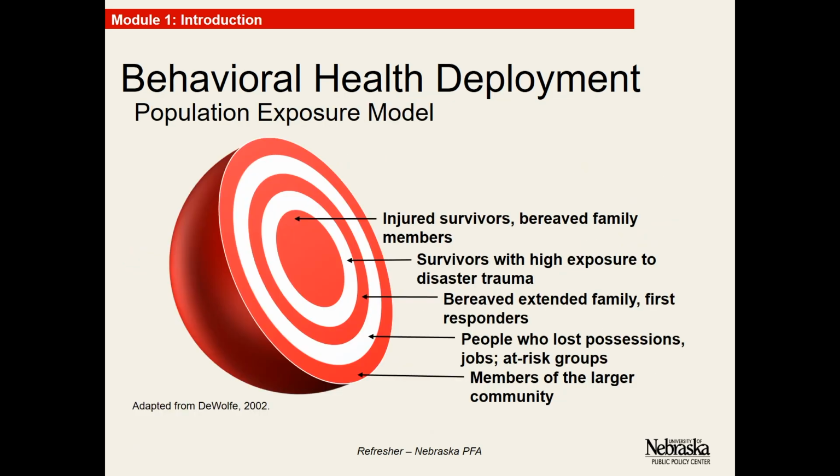No matter when you are deployed, it is important to understand the different types of disaster volunteers you may encounter as part of the response. We use the population exposure model to identify those most in need of behavioral health assistance. This model is based on level of exposure to disaster events. The center of the circle contains survivors and others who have the most direct physical exposure to the event. As you work your way out of the center, the number of people increases and the level of exposure to the event decreases. We are concerned about everyone, but use different strategies for outreach to each group. PFA-trained teams are often deployed to work with those in rings closer to the center.